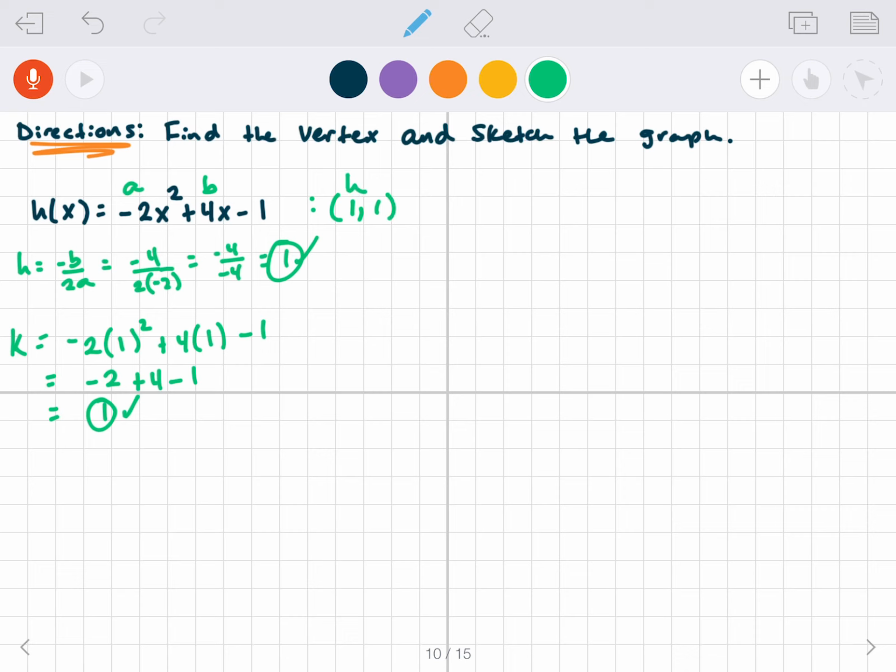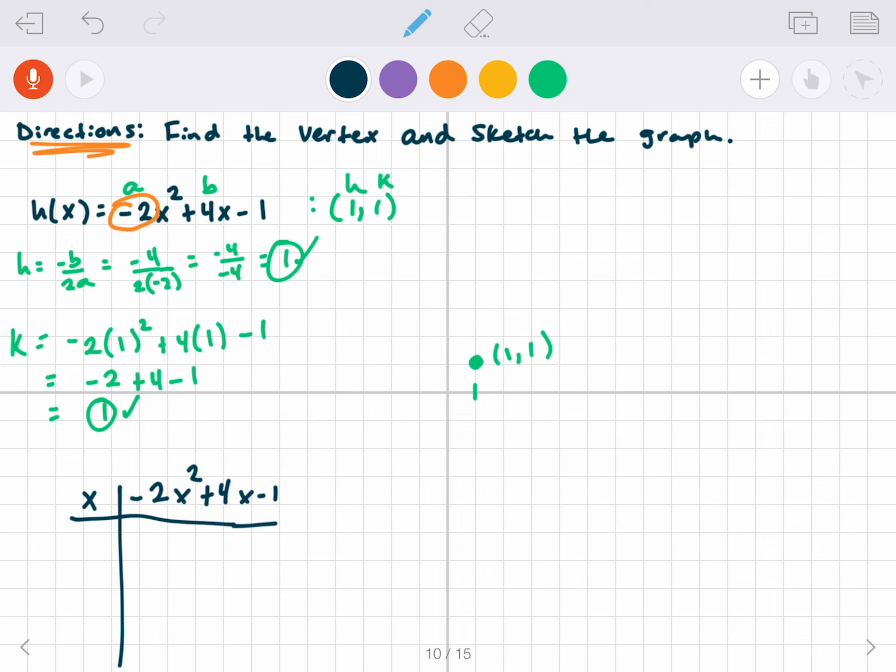So this is h, k, and we can plot it. So when our x is 1, our y is also 1, so this is our vertex. We can see it's concave down because our a is negative, so we know it's going to kind of look like this. But let's be more precise and get some points so that we can connect the dots. And we can get some points with a little rough sketch, a little rough table here.